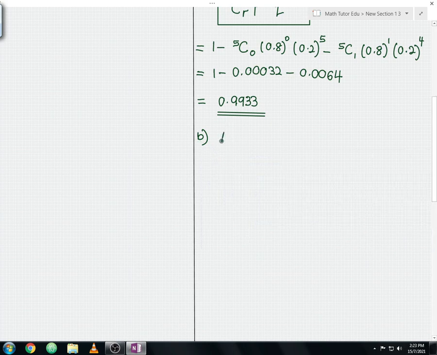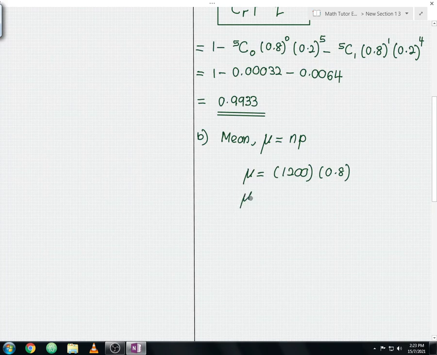Okay, so the formula to find the mean, in a bracket, mu, is equal to number of trials times the probability of success. So from here your mu is equal to 1200, which is the number of trials in this case, and then you times the probability of success, which is 0.8. Okay, you calculate this, you should get your answer. Mu is equal to 960. So this is your first answer. Let me erase this. So let me underline this.